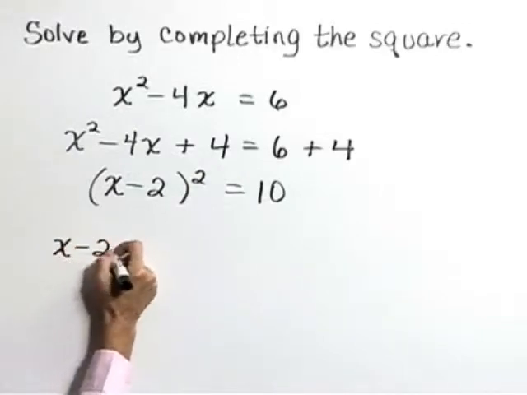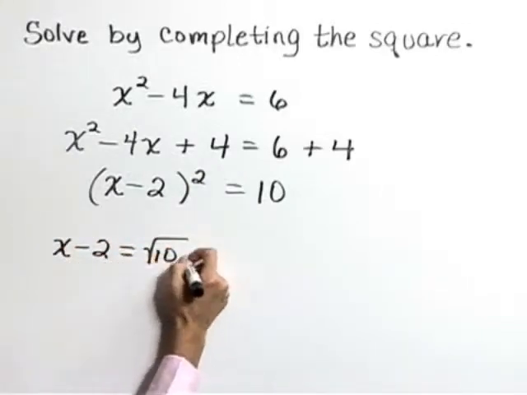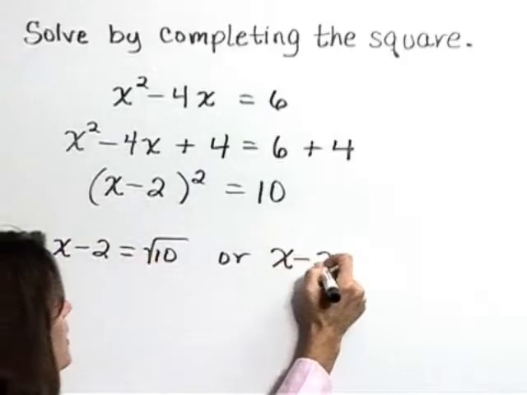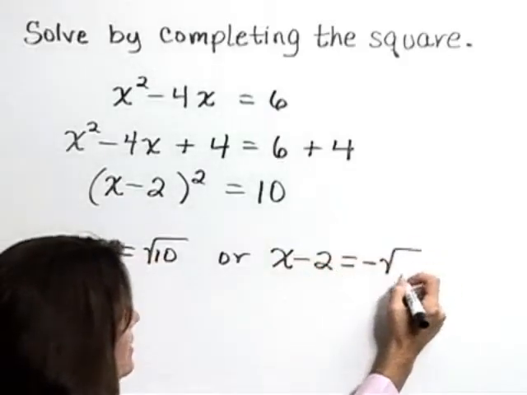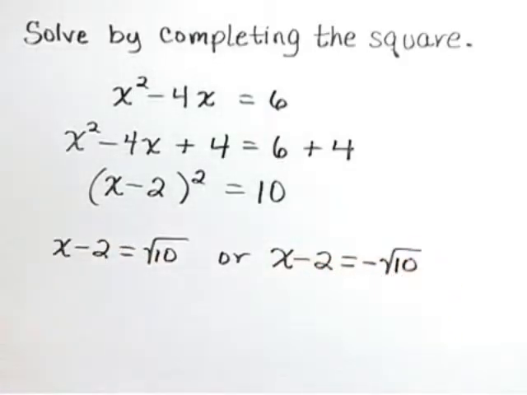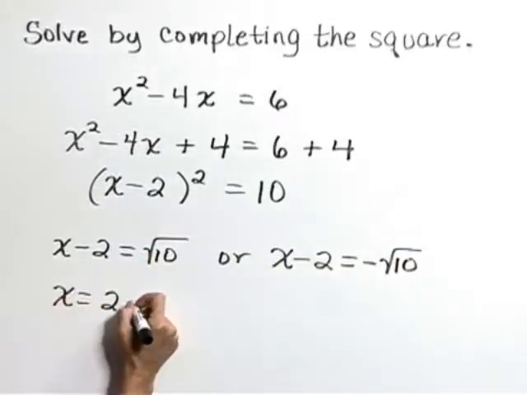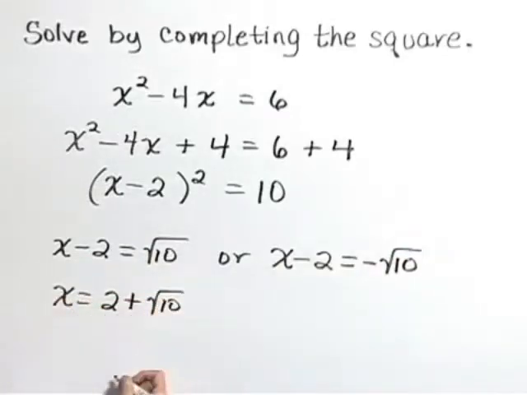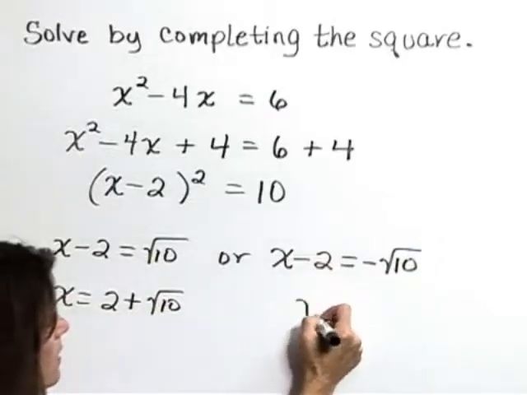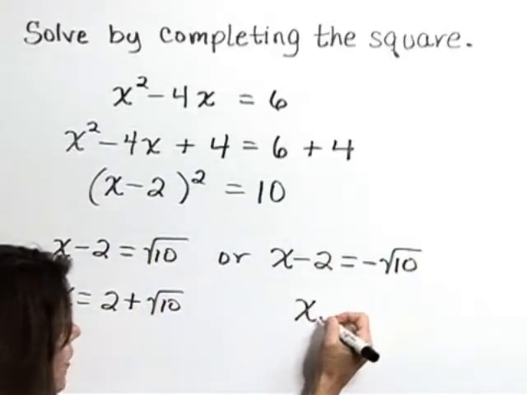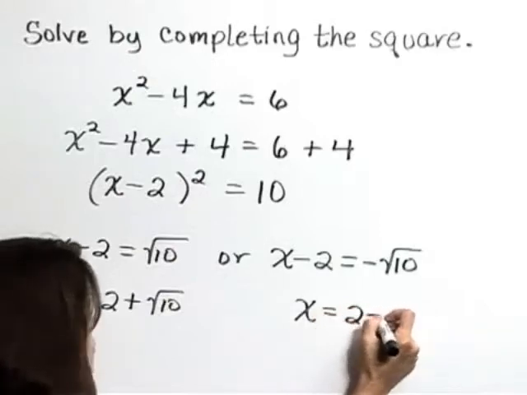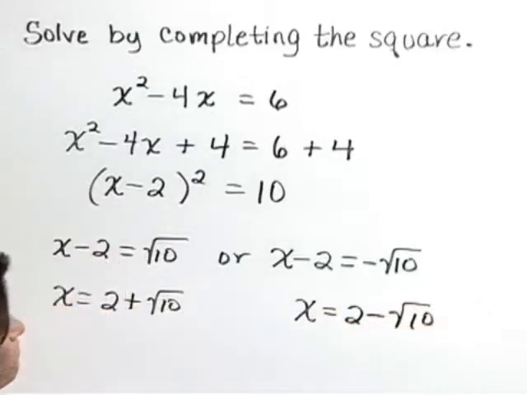So x minus 2 is equal to the square root of 10, or x minus 2 is equal to the negative root, the negative of the square root of 10. On the left, x is equal to 2 plus the square root of 10, adding 2 over. Over here on the right equation, we have x is equal to 2 minus the square root of 10.